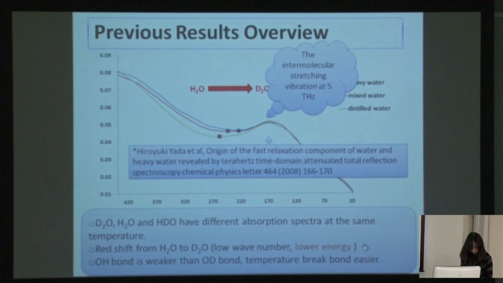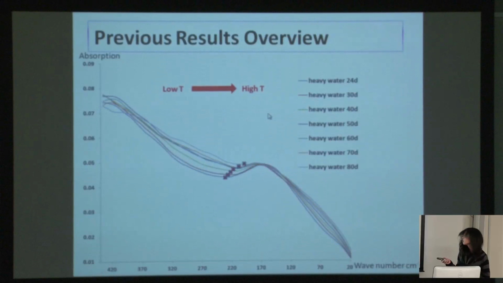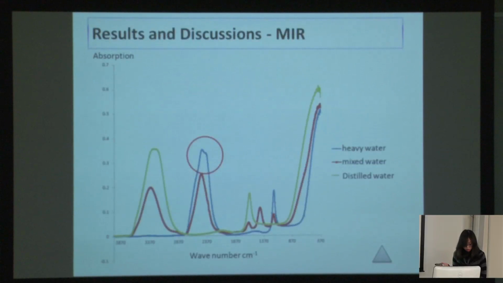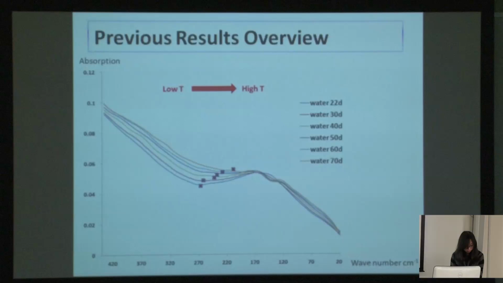And then I will show another previous result. This is the temperature dependence of water, and this is the temperature dependence experiment of heavy water. These two figures have a trend from low temperature to high temperature. The value also shifts.